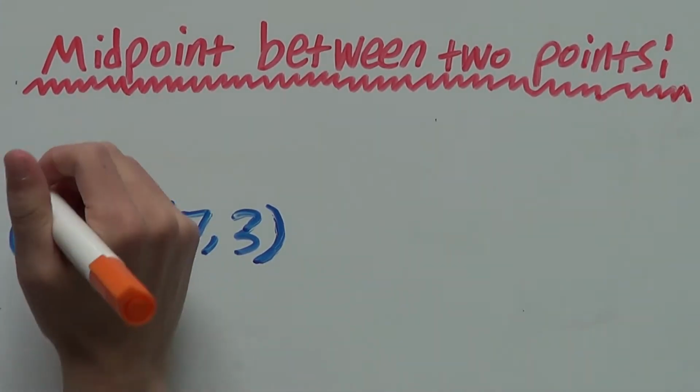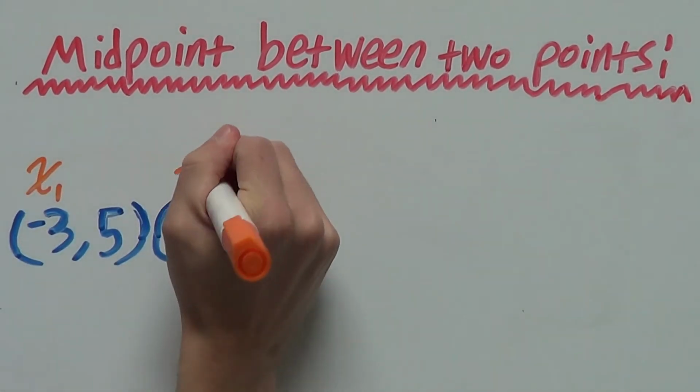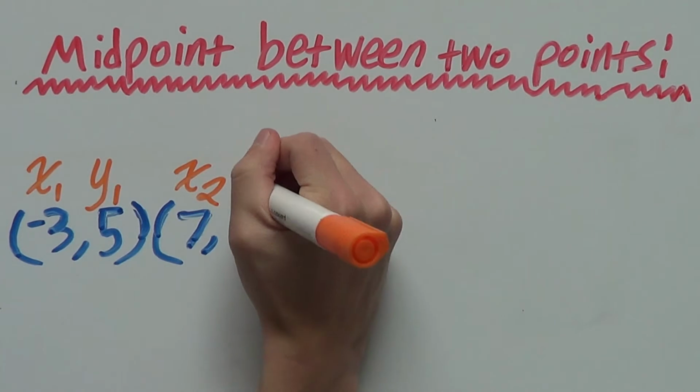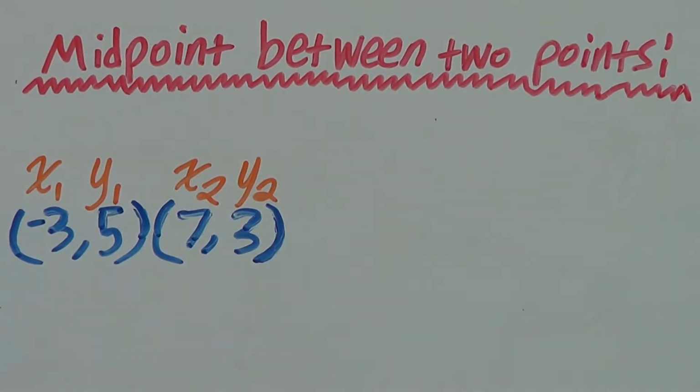So we have our x1 and our x2 here. And we have our y1 as well as our y2 here. And we want to find the midpoint between these 2 points. We find the midpoint by using the midpoint formula.